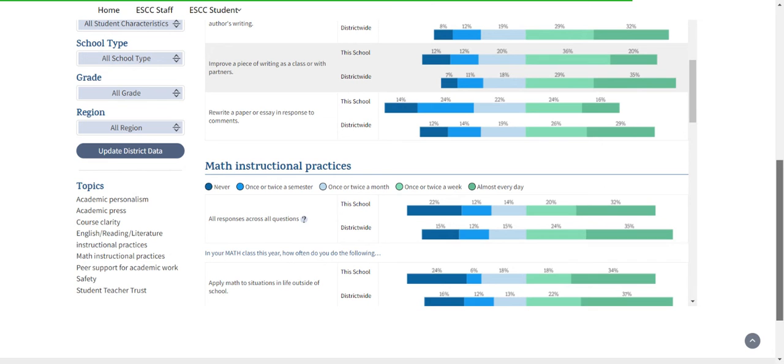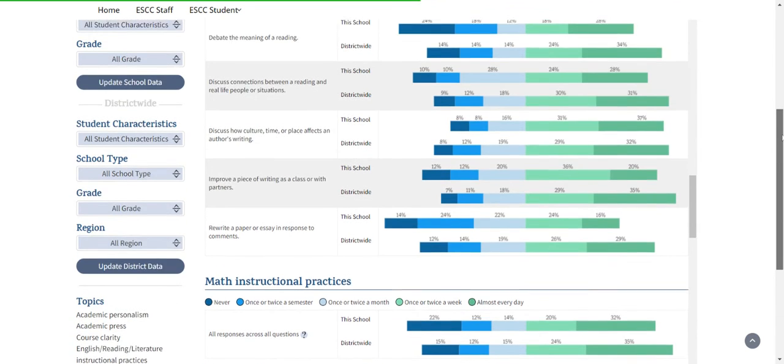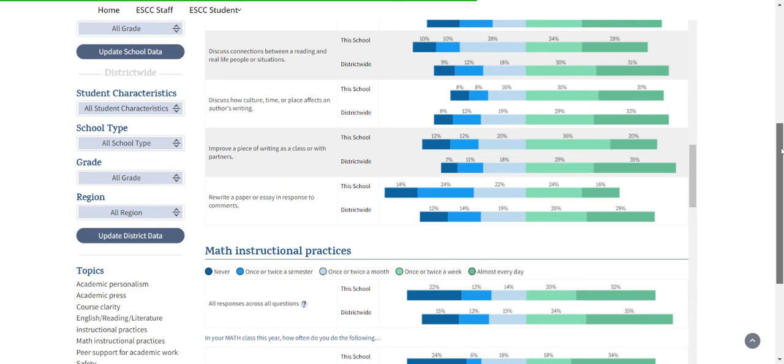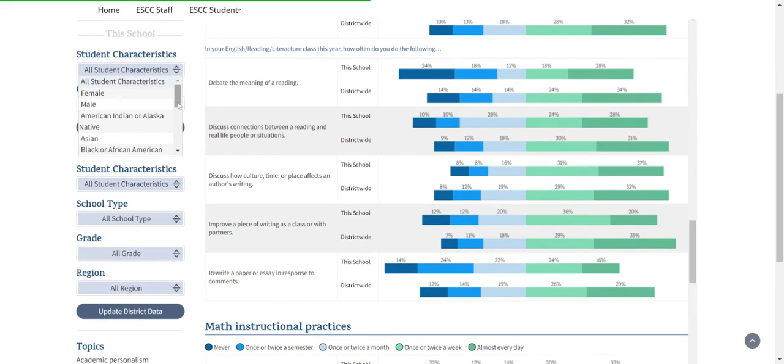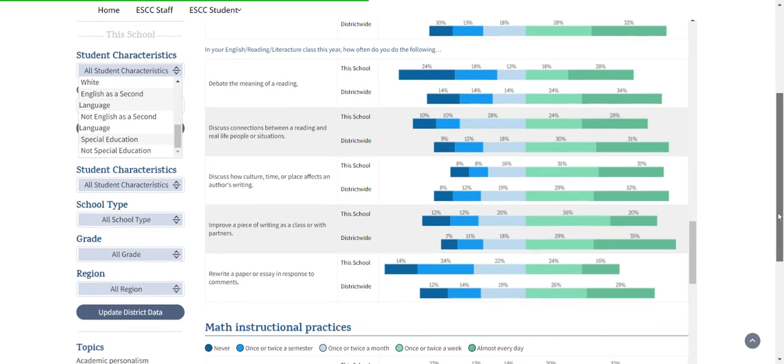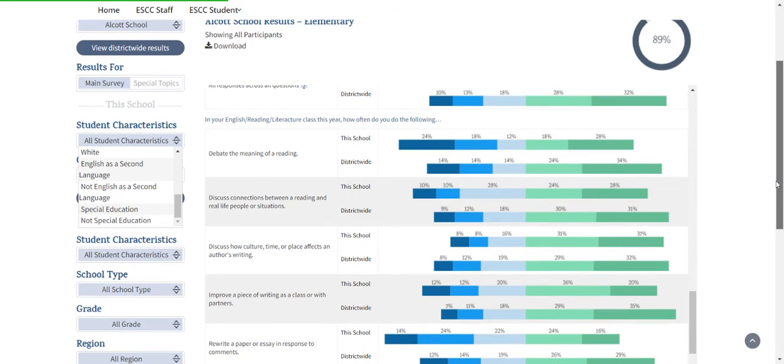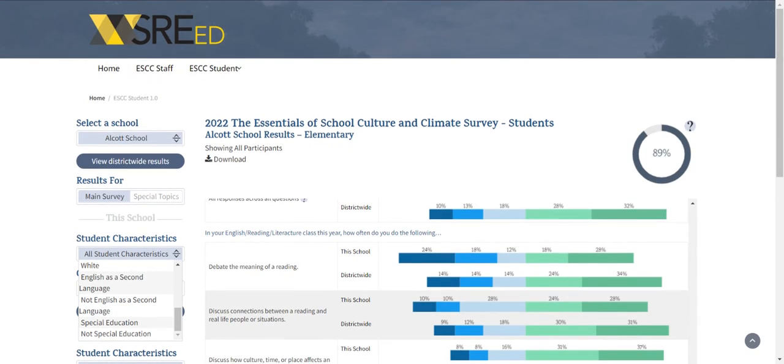And you can look at specific groups of students in my school. If you have specific interventions that may be targeted at students with a disability, I can look at students with a disability. I can filter the data by gender, race, ESL student, and special education students. So this really allows you to take a much more precise look at what's going on in your school, for which group, and how students specifically are experiencing your school.